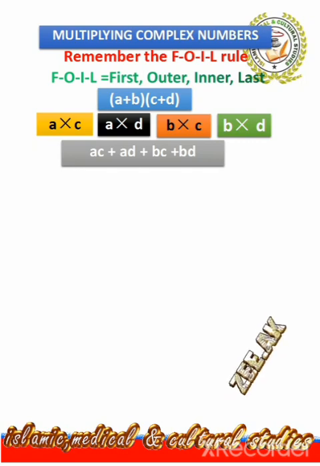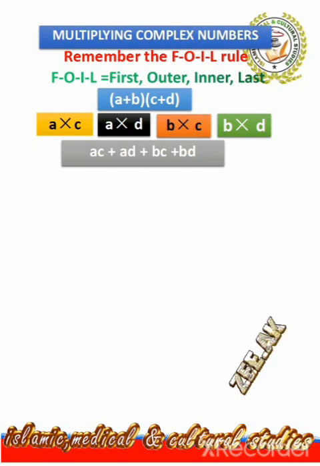The I in FOIL means to multiply the inner terms. These are the two terms that appear in the middle, which are the second term of the first binomial and the first term of the second binomial. In the given example, the inner terms are b multiplied by c. Last, the L in FOIL represents the last term of each binomial. For the example expression, this would be b multiplied by d. Finally, add the four products together. The result of the binomial multiplication (a + b)(c + d) is ac + ad + bc + bd.